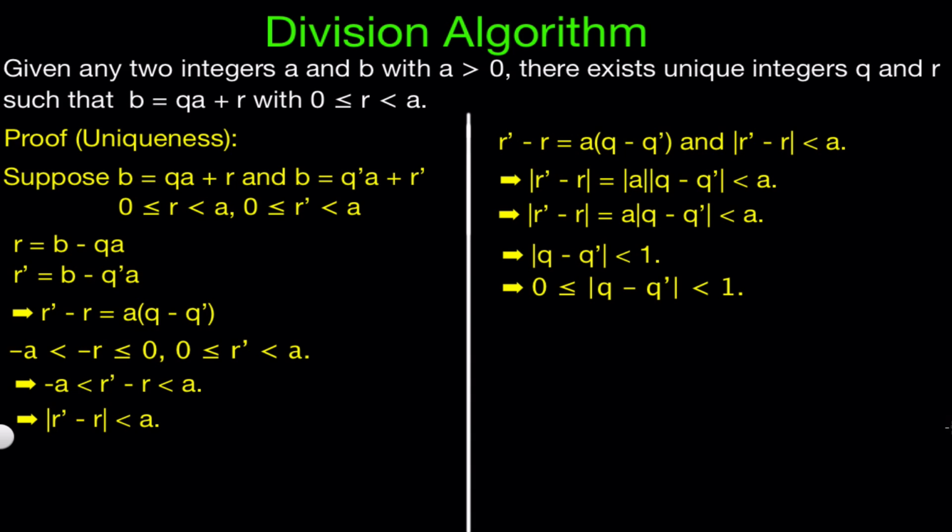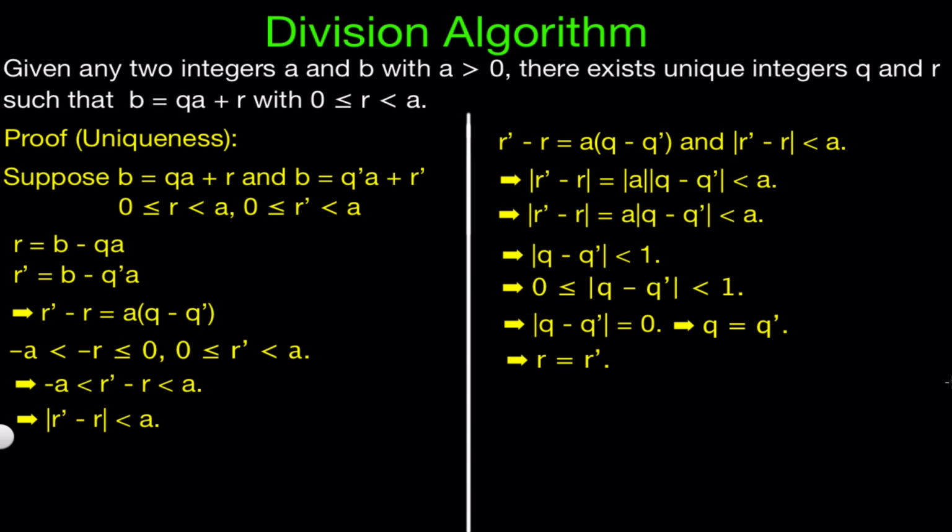So here we have to notice that Q and Q prime are both integers. So subtracting Q prime from Q will also give us an integer. And since 0 is the only integer greater than or equal to 0 and less than 1, this says that the absolute value of Q minus Q prime must equal 0. And this in turn says that Q equals Q prime.